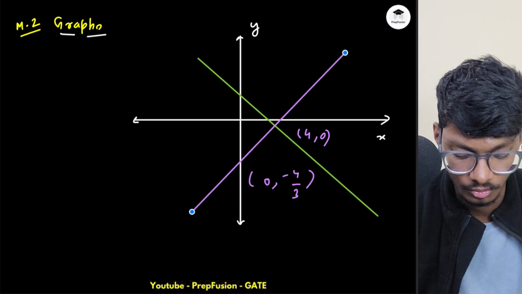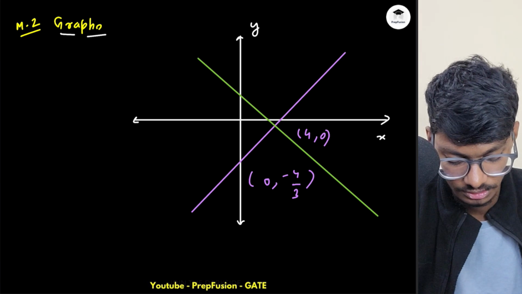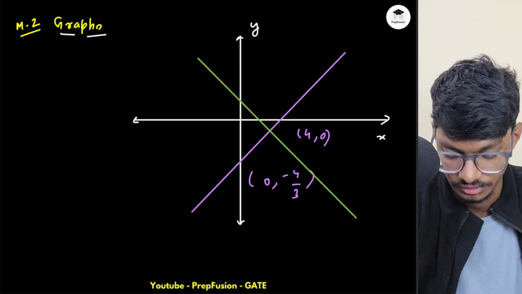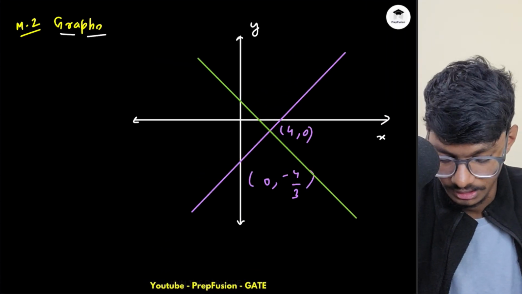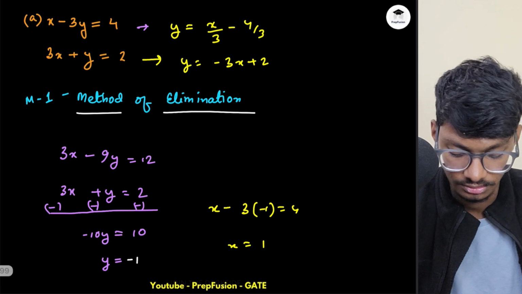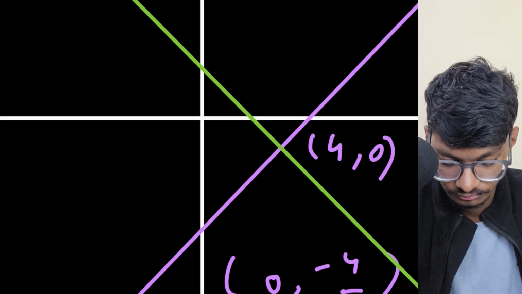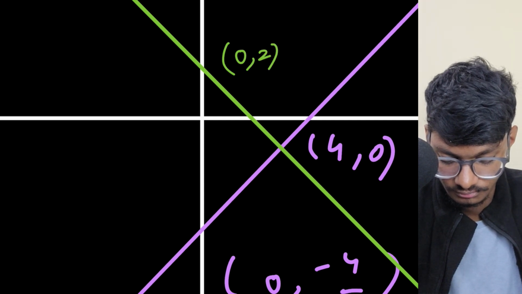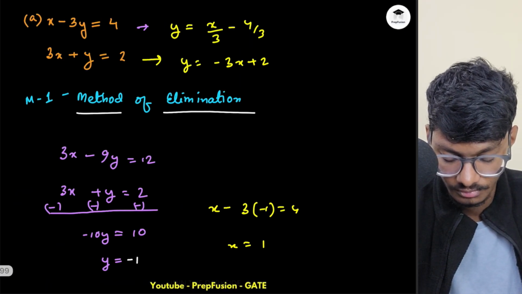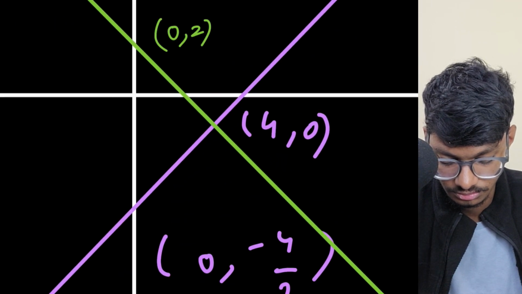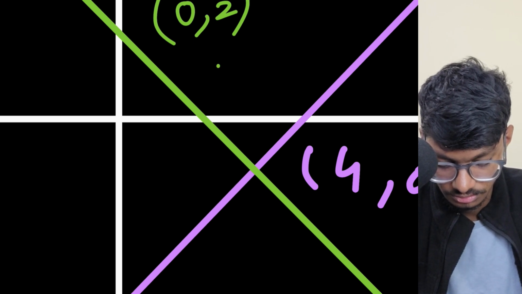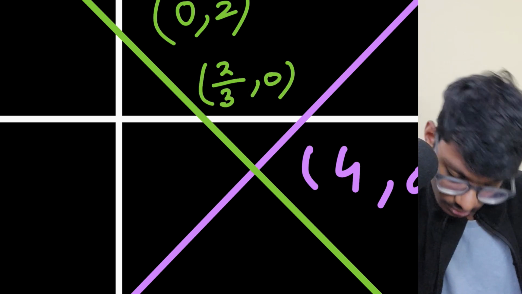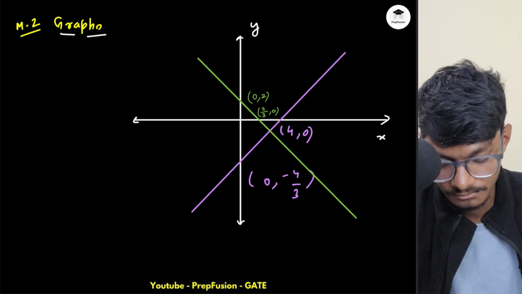Obviously I'm not plotting the exact graph, so please excuse me if there is some visual error. Again, let me mark the points. The y intercept is 2, and the x intercept is 2/3. So yeah, these are the lines.